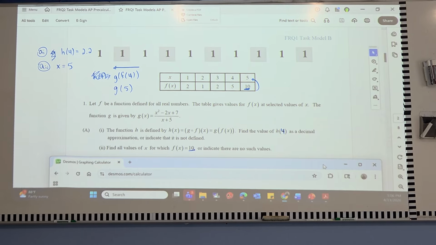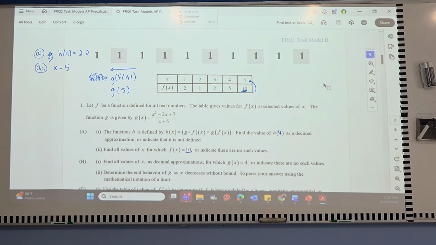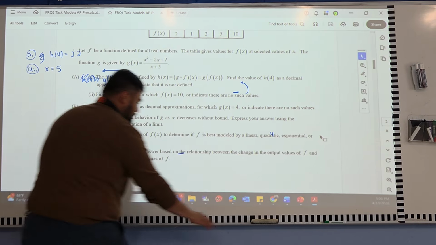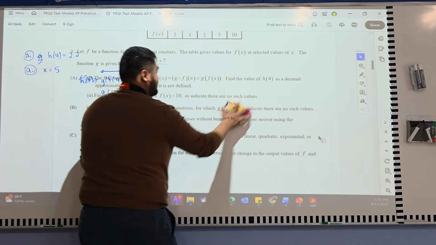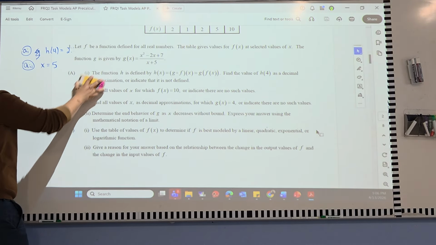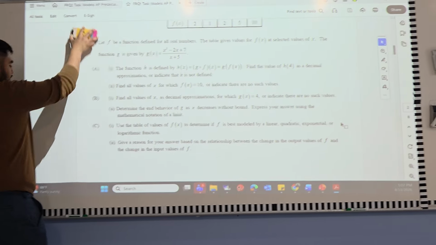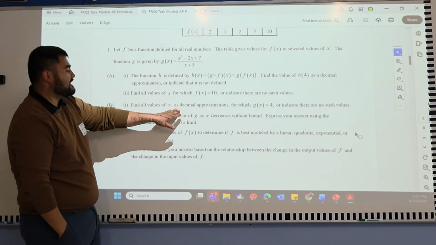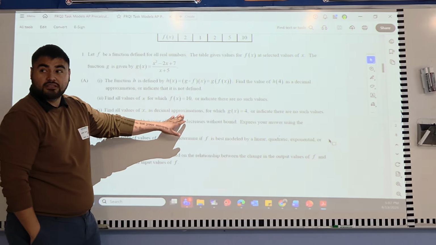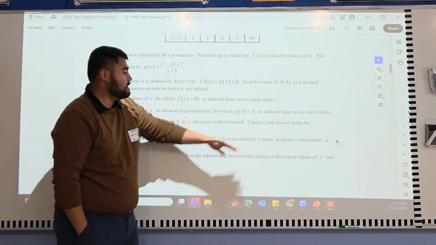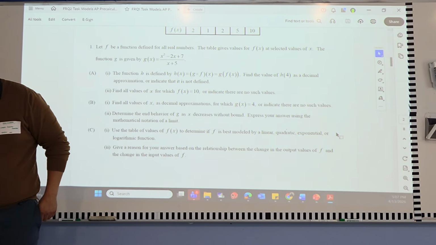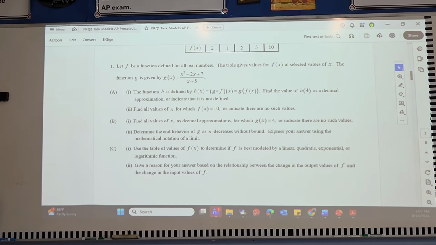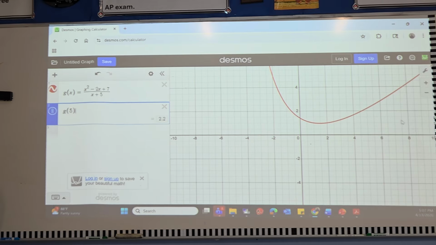Anyways, let's keep on going. Let me reset pretty much everything. I'll get rid of all these. Let's focus on B. For B, it says find all the values of x as decimal approximations, meaning 3 numbers after decimal, for which g of x equals 4. So g of x, they give you another function. If you go back to decimals, you already graphed it, it's right here.